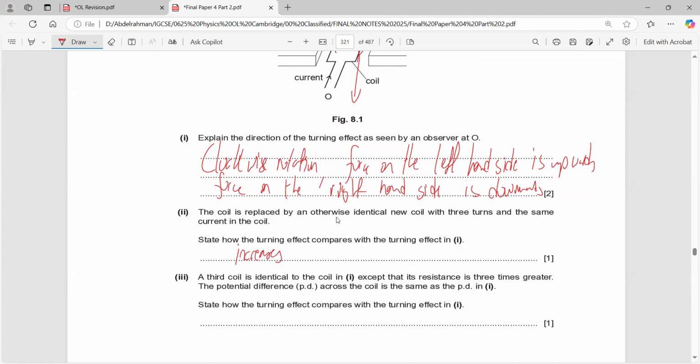A third coil is identical except that the resistance is 3 times greater. The potential difference across the coil is the same. State how the turning effect compares with the turning effect in part I. As you increase the resistance, what happens to the current? The current decreases. So when the current decreases, what happens to the rotation? It's much slower, so the turning effect decreases. Why? Because the current decreases.